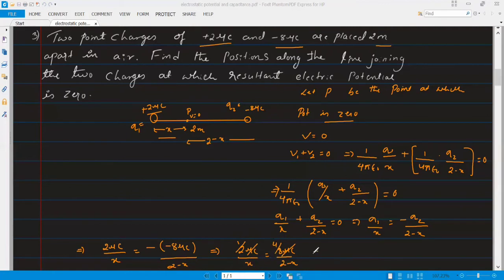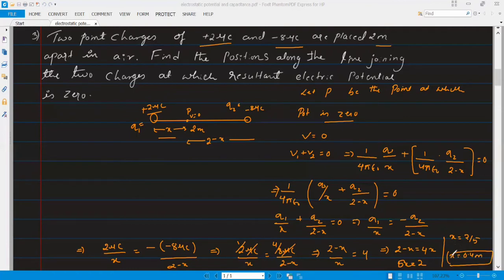So this can also be written as 2 minus x divided by x is equal to 4. If you simplify this, 2 minus x is equal to 4x. So this can also be written as 5x is equal to 2. Can I write x is equal to 2 by 5, or I can say x is equal to 0.4 meter.